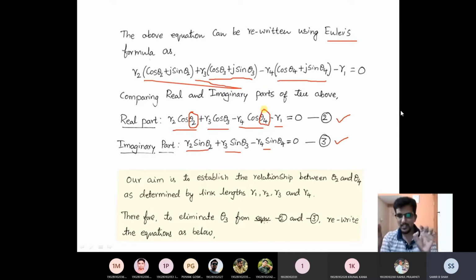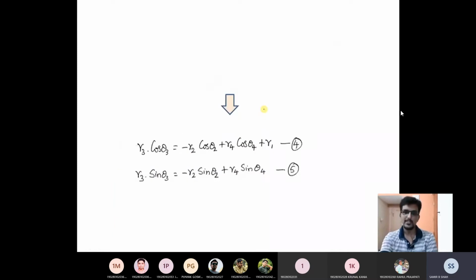So I require only theta 2 and theta 4. Theta 3 is not required here. So my objective is to eliminate theta 3 from equation 2 and equation 3. So how to do that? Let's go back to the next slide.